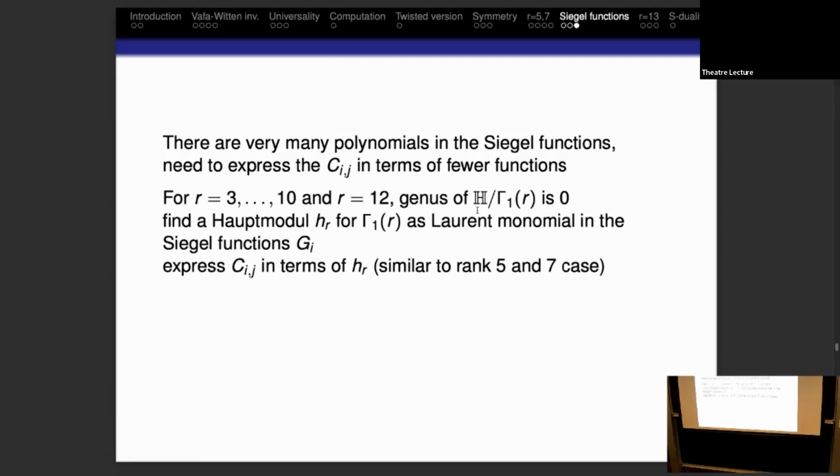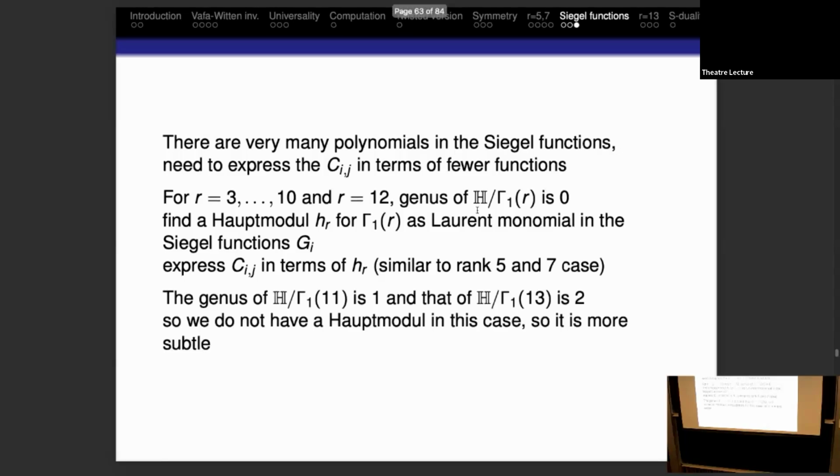And we will find such a generator always as a Laurent monomial in Siegel functions. In fact, a Laurent monomial of degree 0. So we have a monomial of a certain degree in the numerator and a monomial of the same degree in the denominator, and this will then automatically be an element in Gamma_1(r). We find the Hauptmodul in this form, and we express the C_ij in terms of this. This is, in some sense, what we did in the rank 5 and rank 7 case, only that we didn't know we were working with Siegel functions.